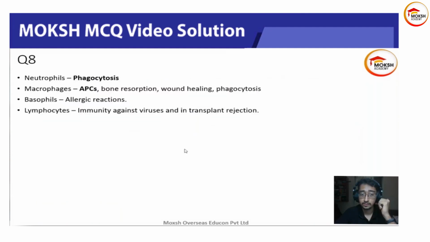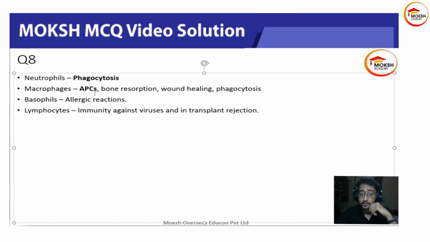So functions of neutrophils. Functions of different cells there. So some of you guys were confused, if I remember, between neutrophils and phagocytosis and allergic reaction. So the neutrophils are the main cells involved in phagocytosis. Okay, macrophages are also involved in phagocytosis, but their main function is antigen presentation. Okay, and let's look at the other functions of macrophages as well.